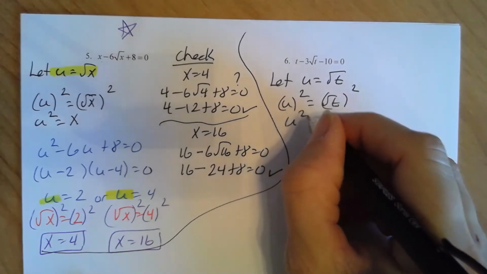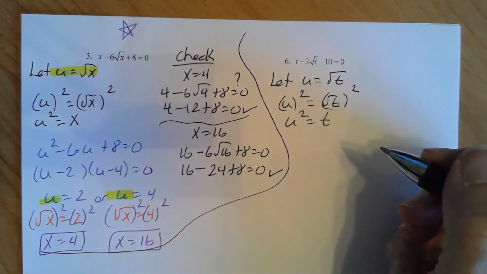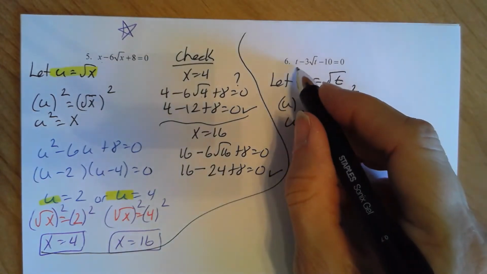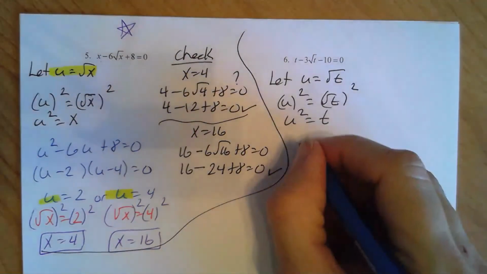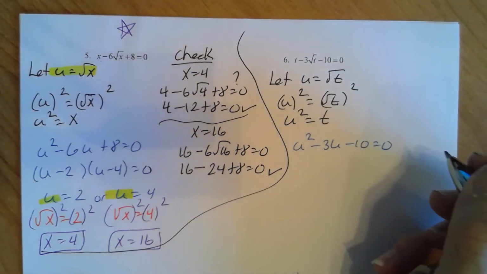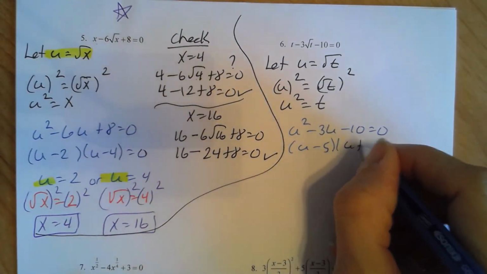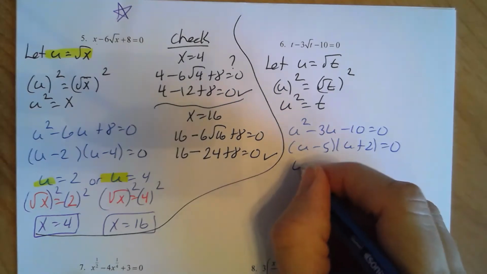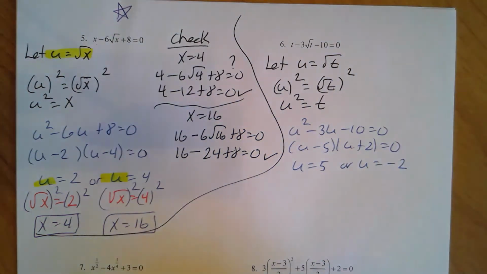So we get u squared equaling, what happens is the square and the square root cancel, and you're just left with t. So I know that t can now become u squared. So u squared minus 3u minus 10 equals 0. It is factorable into u minus 5 and u plus 2. And so u is going to equal 5, or u is going to equal negative 2.